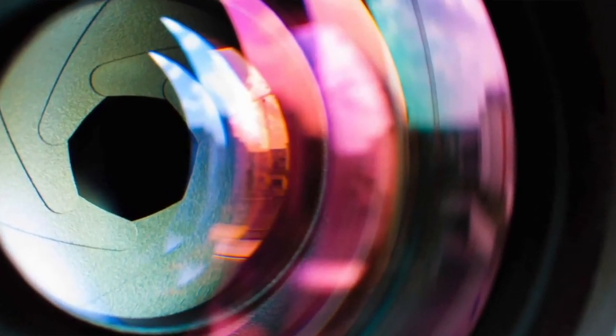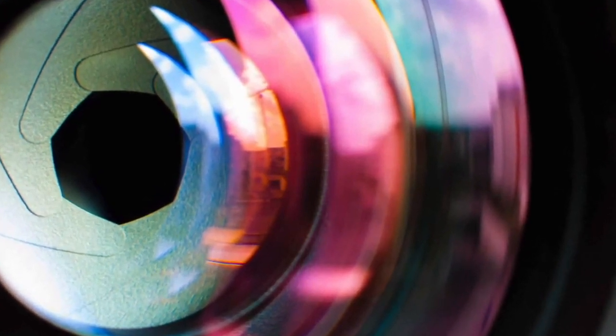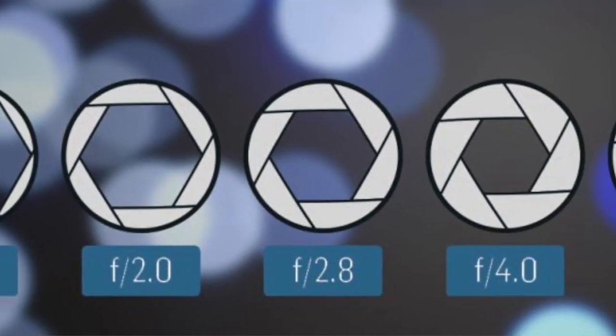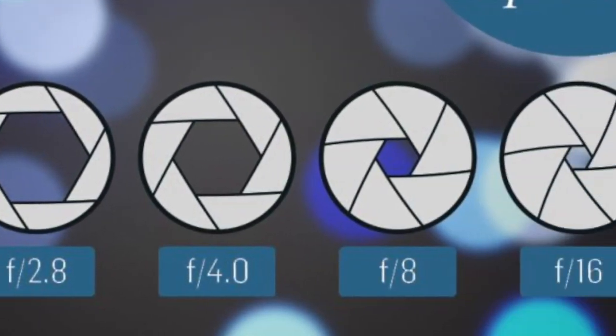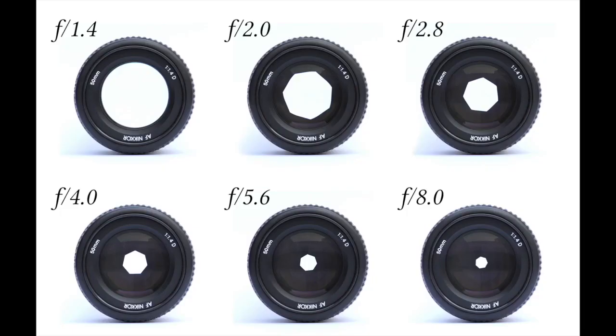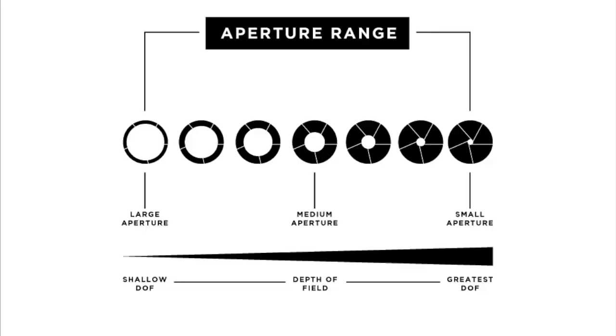Aperture is the opening inside of the camera lens that lets light in. This is determined in a measurement which is referred to as f-stops. F-stop numbers are tricky because they are counterintuitive. The larger the number, the smaller the opening. For example, f2.8 allows twice as much light into the camera as f4.